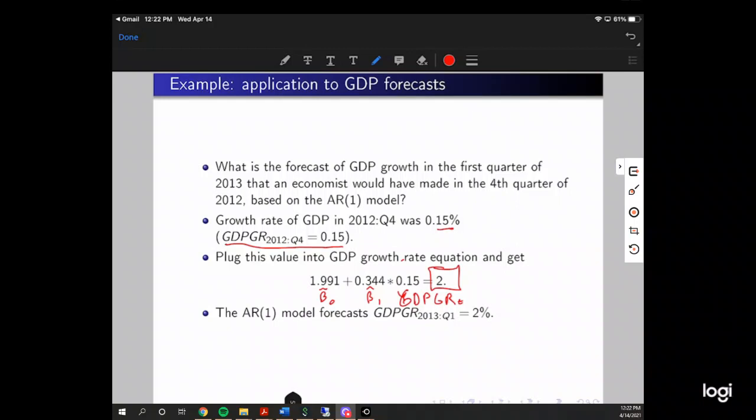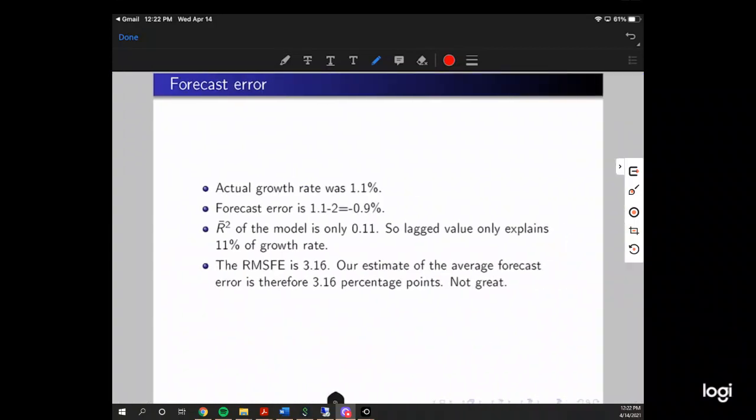Just like we did with multiple regression, we're getting predicted values. It's just that this is predicting out of sample. So the math hasn't changed, it's just the interpretation. The AR1 model forecasts GDP growth rates in 2013 quarter 1 to be 2%. So these two values are equivalent. For the forecast error, we waited until 2013 quarter 1 and found that the actual growth rate was 1.1%. So the forecast error is 1.1 minus 2 equals negative 0.9%.